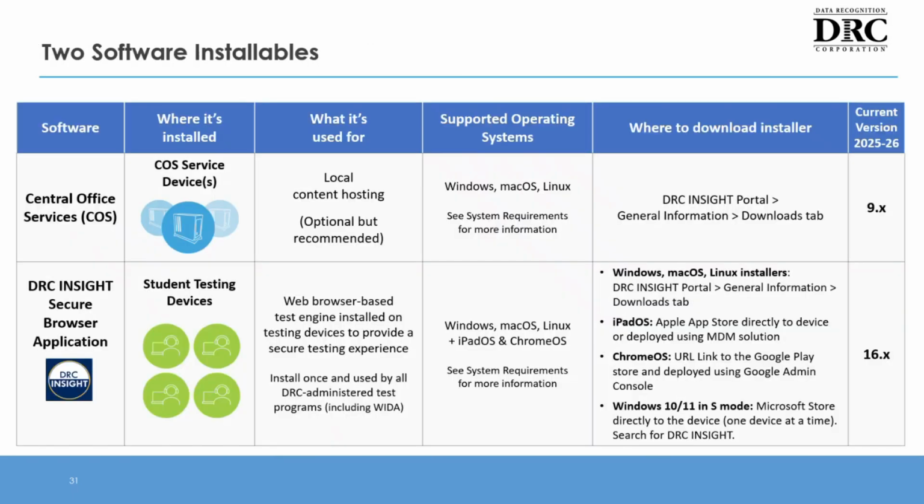The next 3 slides here are a recap of some of the things we've already covered, just shown in a table format for reference. This slide shows the 2 different DRC software installables: the Central Office Services software installed on service devices, and the DRC Insight Secure application installed on testing devices. It shows their supported operating systems, where to download the installers, and this year's current version number. You can find installers in the DRC Insight portal under the Downloads tab under General Information.